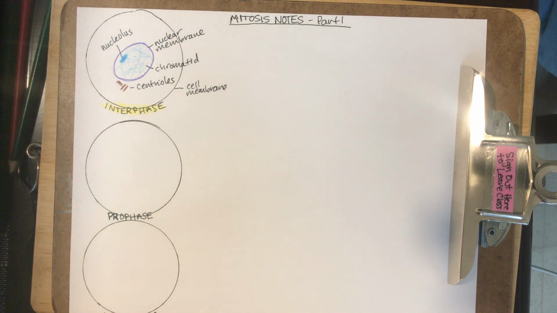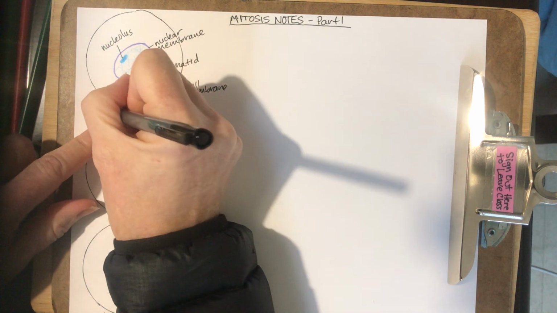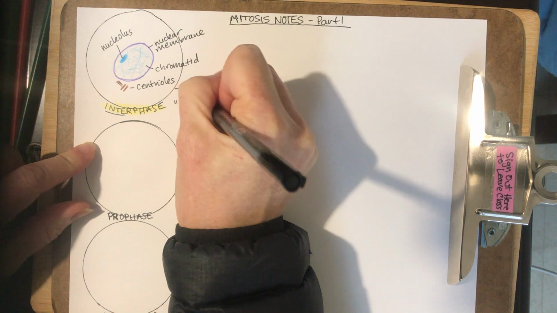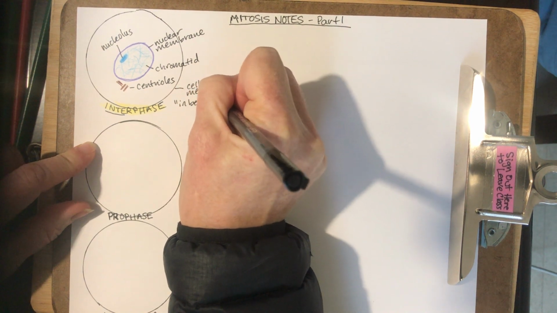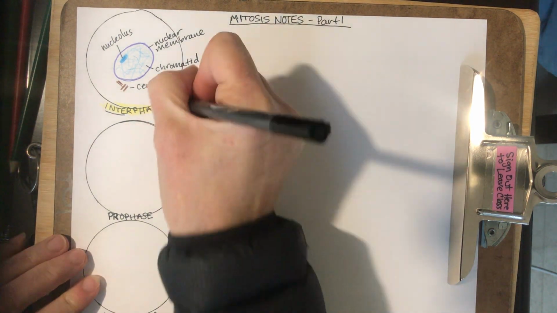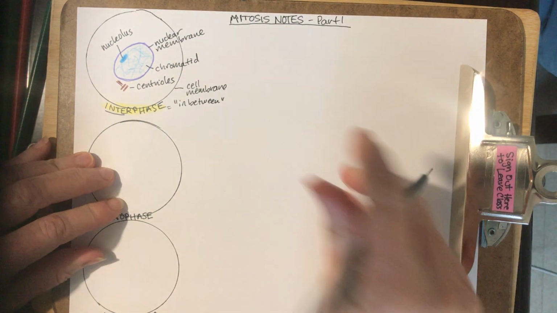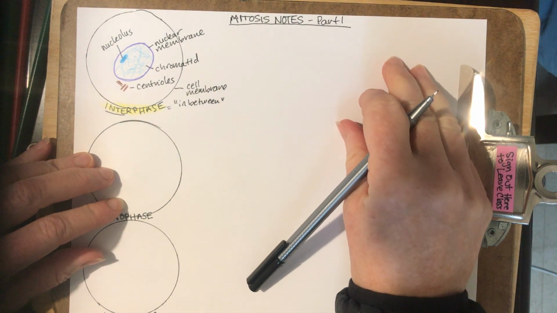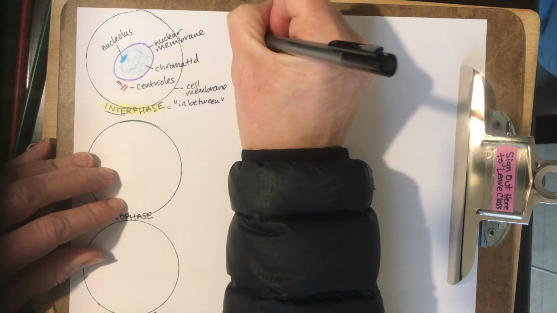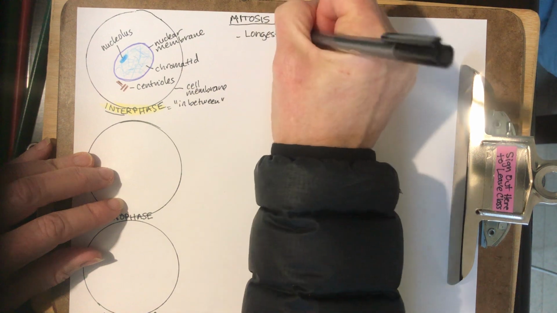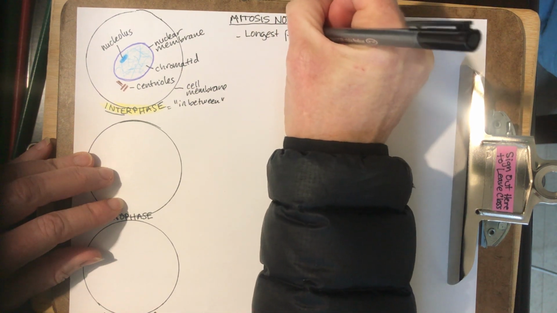All right. So when you think about this word, inter kind of means in between. So it's kind of the in-between phase. All right, so let's jot some notes down over here about interphase. So first fact is it's the longest part of the cell cycle.